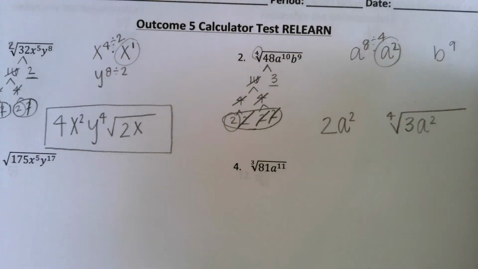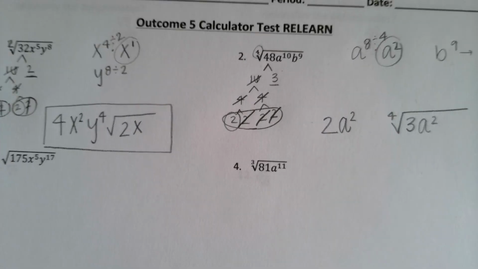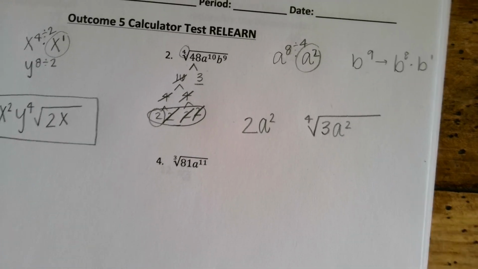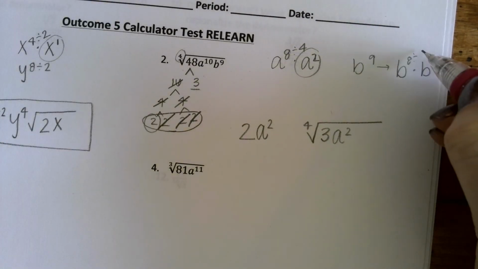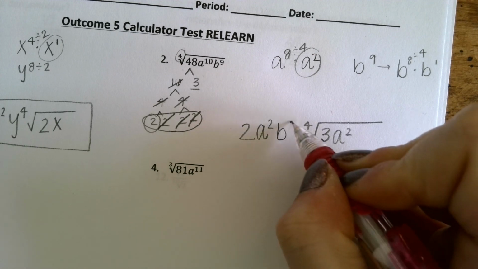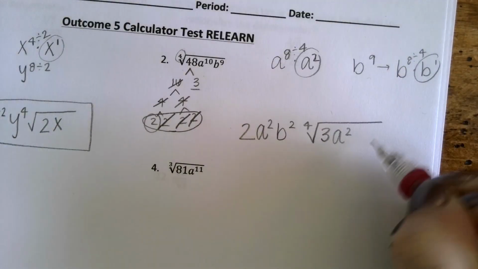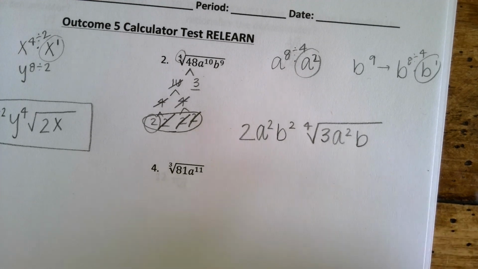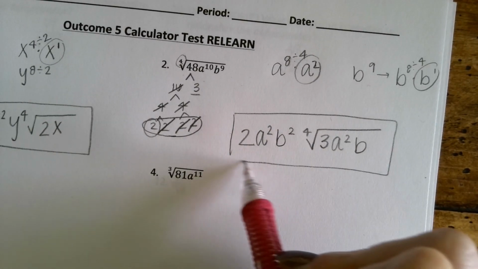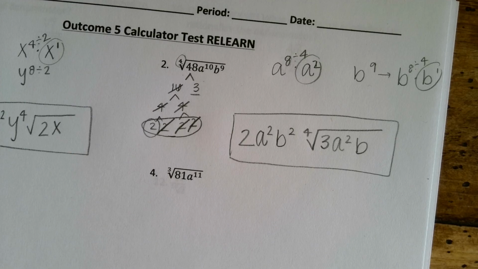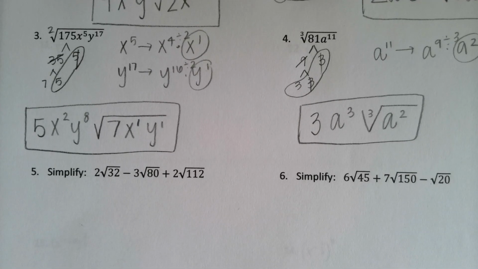b to the 9th, I'm trying to divide by 4. So if I took 1 b off to the side, that would leave me with 8. Okay, 8 does divide by 4, giving me 2. So I have 2 b's on the outside and 1 b left over. Go ahead and try number 3 and 4. Here are the answers for 3 and 4. Go ahead and check my work and try to find your mistake if you got the problem wrong.